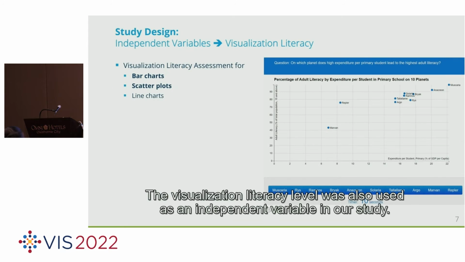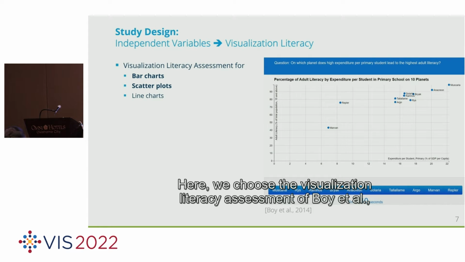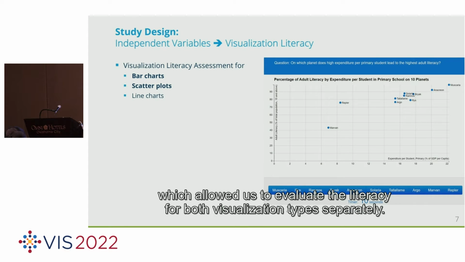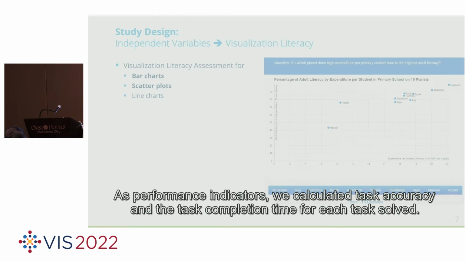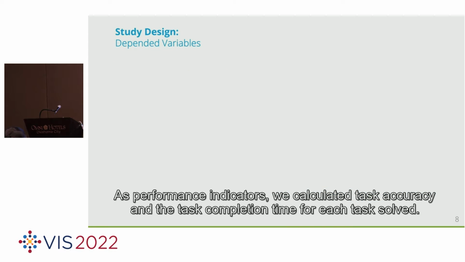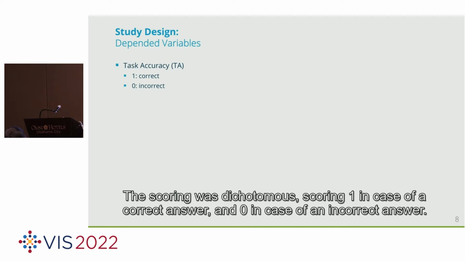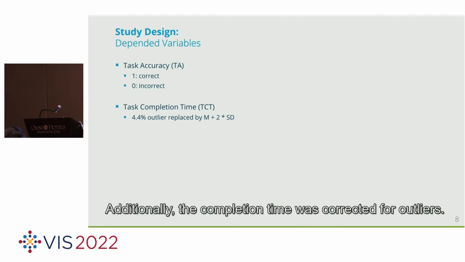The visualization literacy level was also used as an independent variable in our study. Here, we chose the visualization literacy assessment of Boy et al., which allowed us to evaluate the literacy for both visualization types separately. As performance indicators, we calculated task accuracy and task completion time for each task solved. The scoring was dichotomous, scoring 1 in case of a correct answer and 0 in case of an incorrect answer. Additionally, the completion time was corrected for outliers.